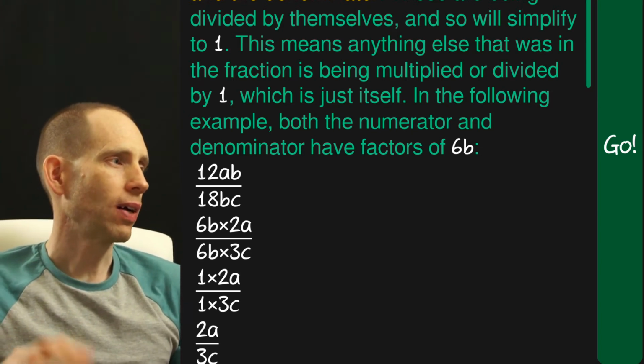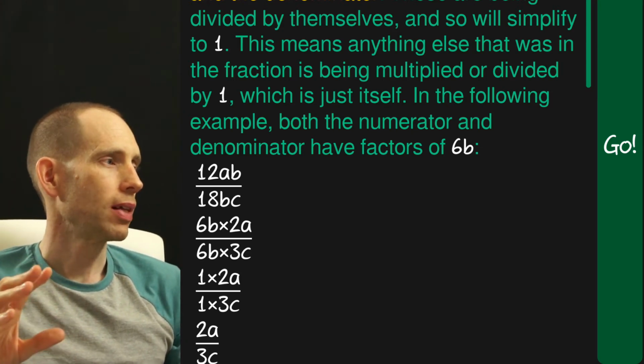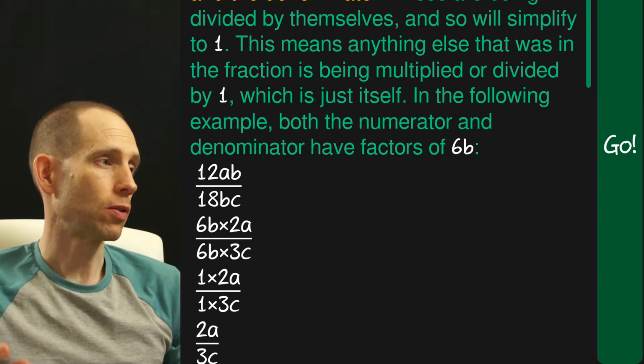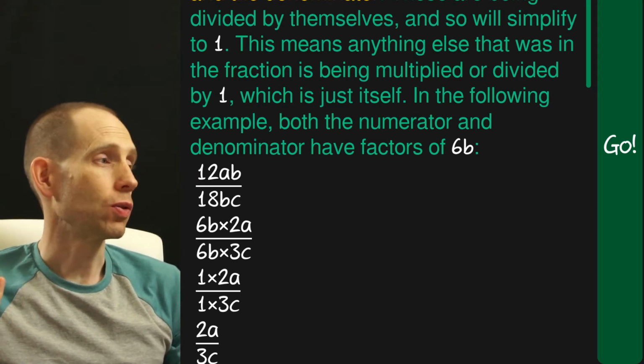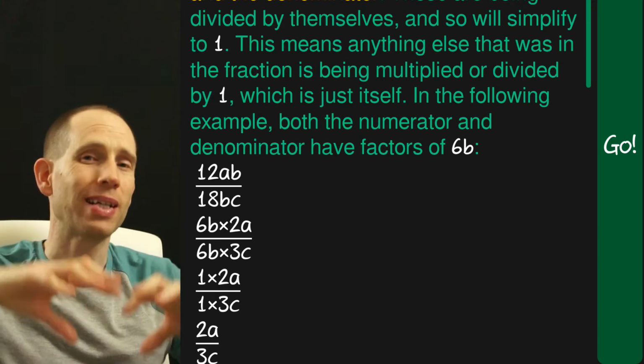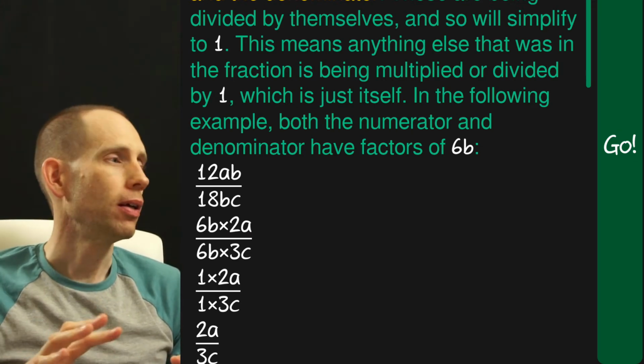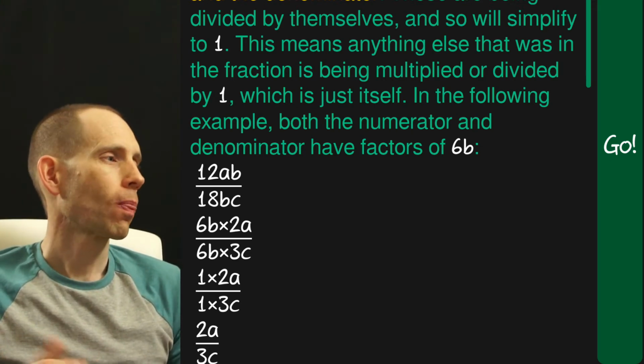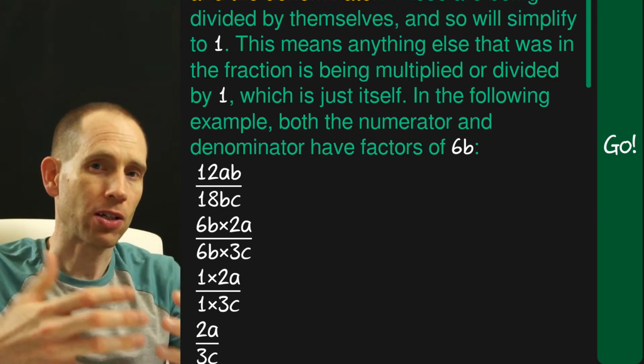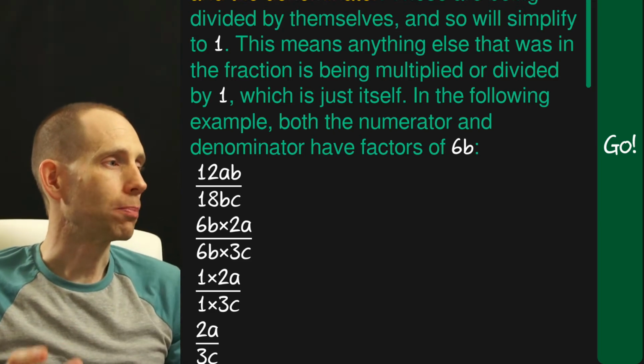So we're looking for factors that occur in both the top and the bottom. These are being divided by themselves, so we'll simplify to 1. Remember, something divided by itself, except for 0, is going to give you 1. So if I've got something within a fraction that's being divided by itself, I'm going to get 1.